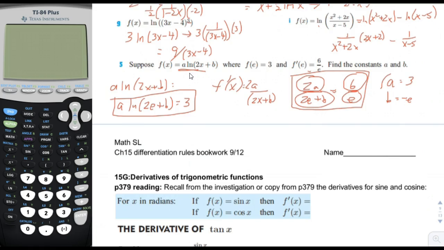So let's see if that works in the other equation. In this equation, does it work? So then we'll put 3 natural log of 2e minus e, so that would be natural log of e is equal to 3. Is that true? The natural log of e is 1. So, yeah, that's true. 3 times 1 equals 3.